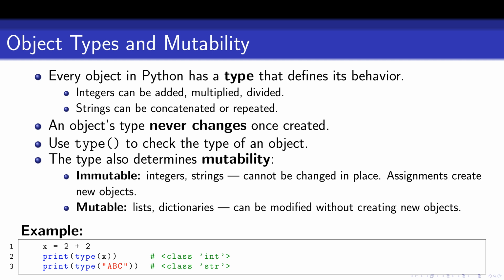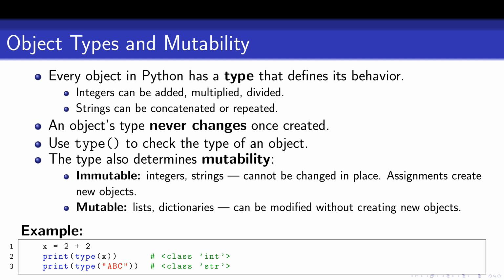Another important property of objects is their type, which determines what you can do with them. For instance, integers can be added, multiplied, or divided, while strings can be concatenated and repeated. Once an object is created, its type never changes. You can check the type of any object in Python by using the built-in type function.